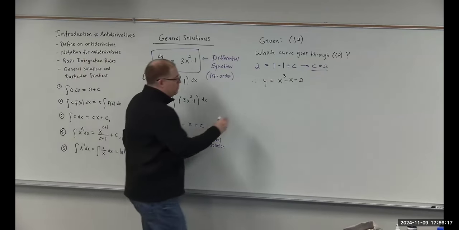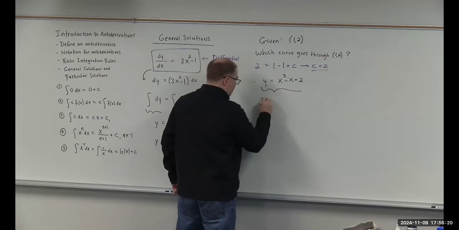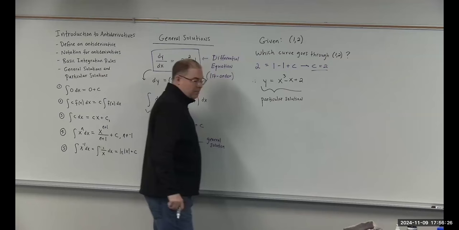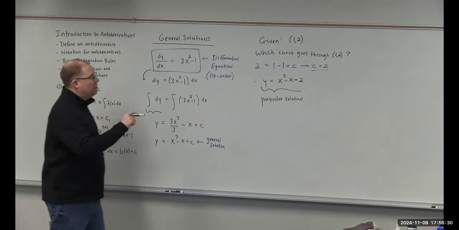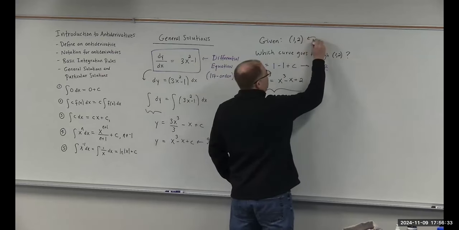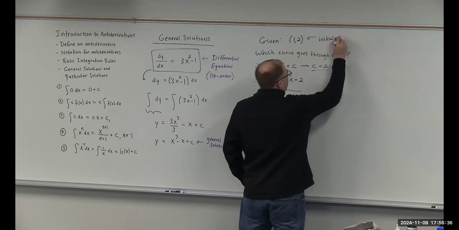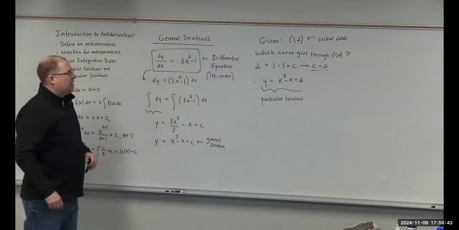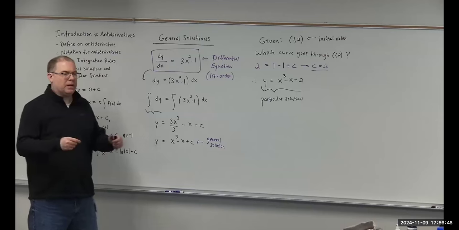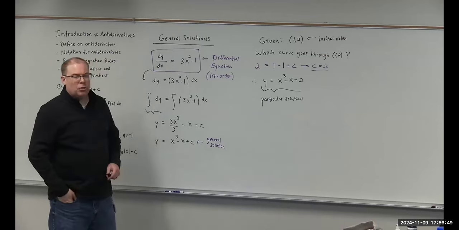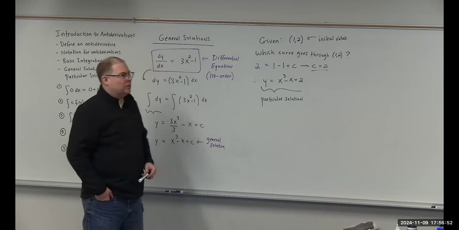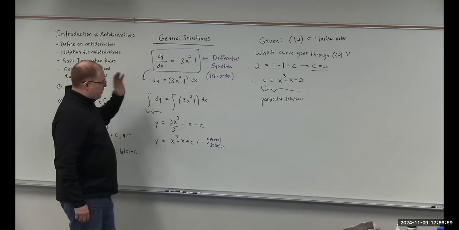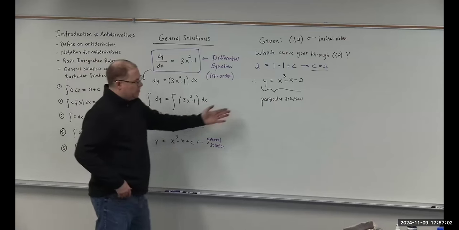And so this is what we call the particular solution. That is the specific solution that's going through this coordinate. And sometimes we call this the initial value. A lot of times you'll see this kind of value used in population models, where you're given some kind of initial amount at time zero. So again, this is the general solution and this is the particular solution.